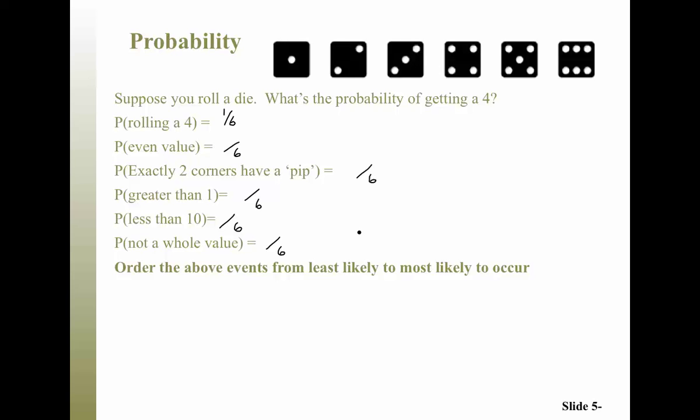Okay, even value. So we're asking then, how many of the 6 are even? Exactly 2 corners have a pip. So of these 6, how many have exactly 2 in the corners? 2 and 3 have exactly 2 in their corners. These have all 4 in their corners. So 2 of those. Greater than 1: 5 of them are greater than 1. Less than 10: all of them, 6 out of 6. Not a whole value: 0 of them.